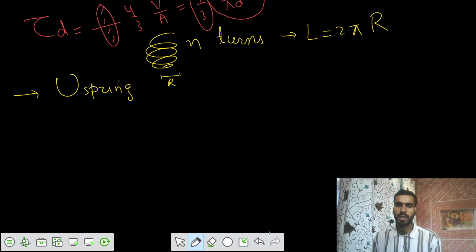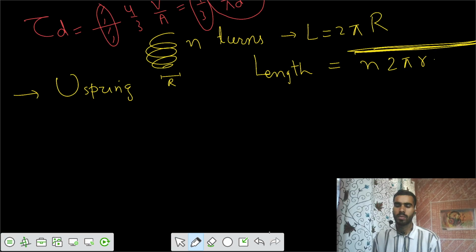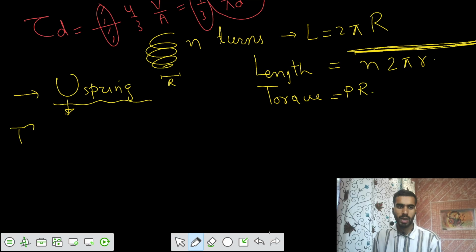Okay, so the total length of that spring, let's call it L dash, would be n times 2 pi r. You are applying a torque equal to P times R. If you ask what the strain energy is, do you know the equation for strain energy in terms of torque? We have derived that equation: T square L by 2GJ.